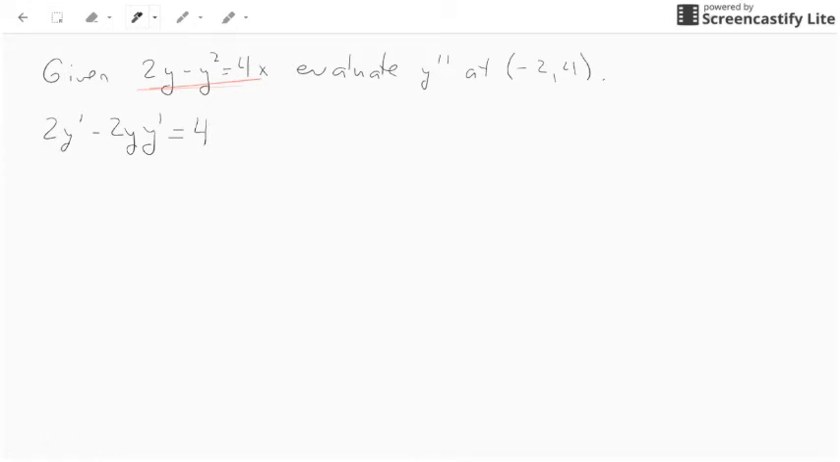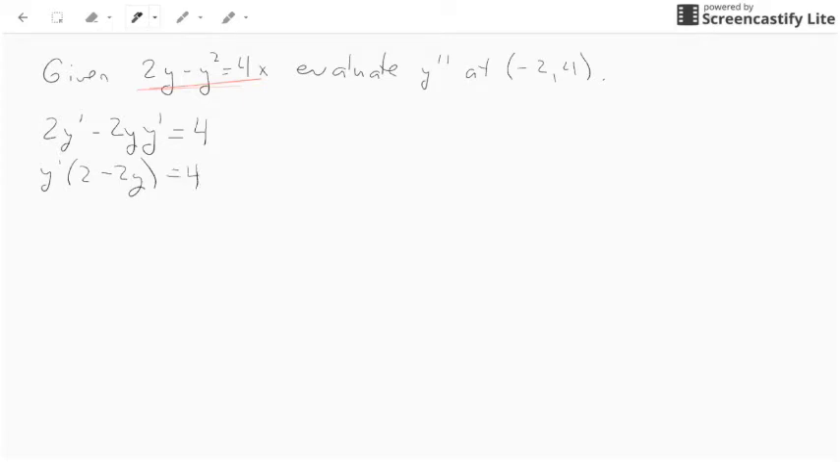Now, the nice thing about the way derivatives work is they are linear in the sense that I will be able to easily solve for y prime. Actually, I'll do this a slightly different way. I was going to jump into that a little bit quicker than I should have. What I'm going to do here is factor out the y prime on the left-hand side, to get y prime times (2 minus 2y) is equal to 4.